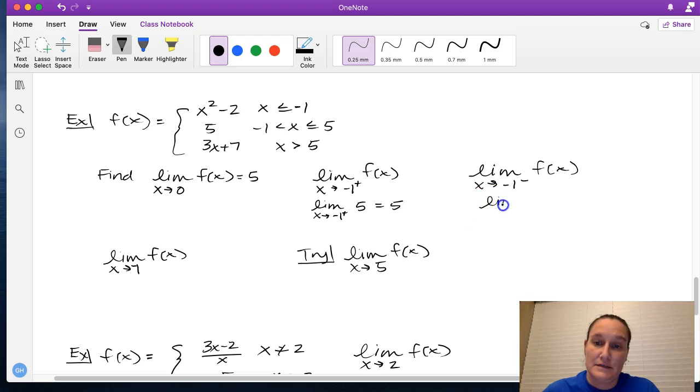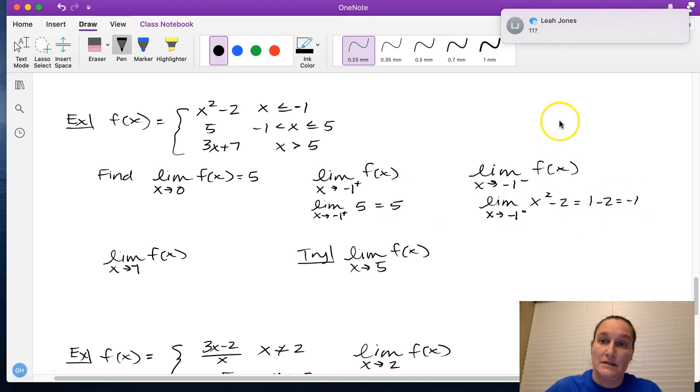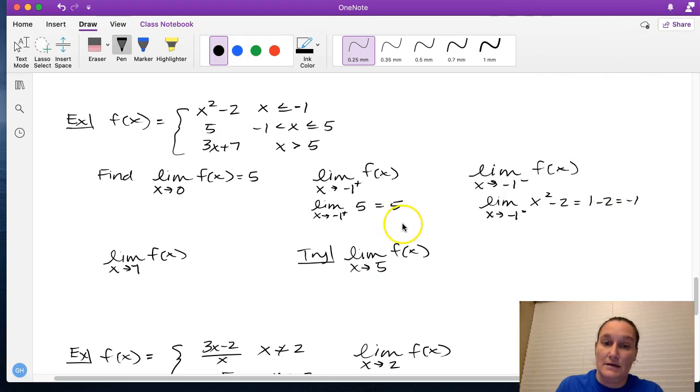And then the limit as x goes to negative 1 with the little minus. All right, so then the minus is less than 1. So we're looking at where x is less than 1: x squared minus 2. And we plug negative 1 into that. Negative 1 squared is 1, minus 2 is negative 1. All right, so then our total limit, remember when we were doing the tables or when we were doing the graphs, these two had to agree. These two, 5 and negative 1, obviously are not the same, so this limit does not exist.